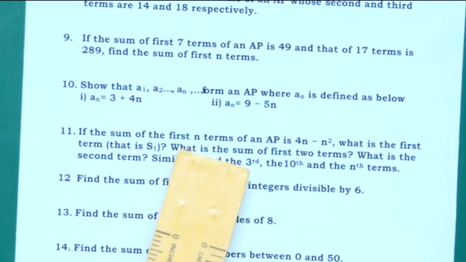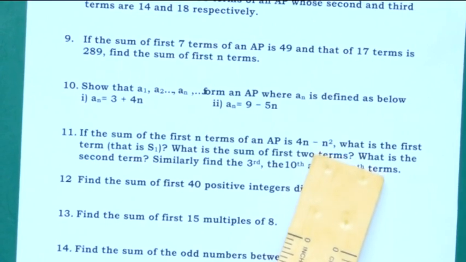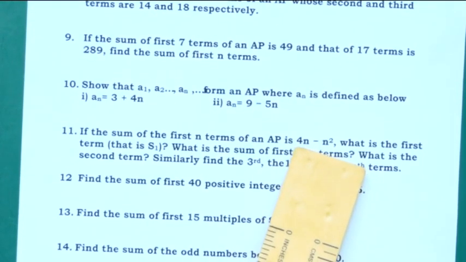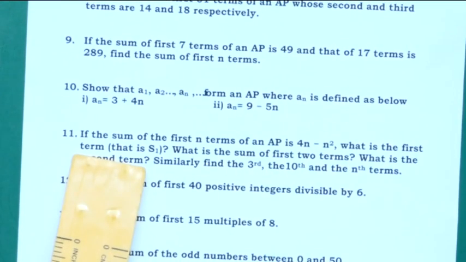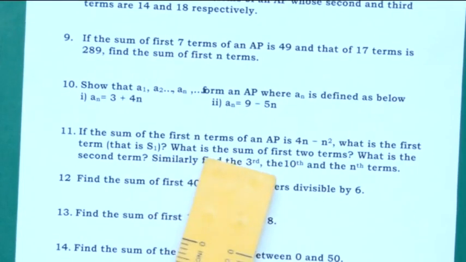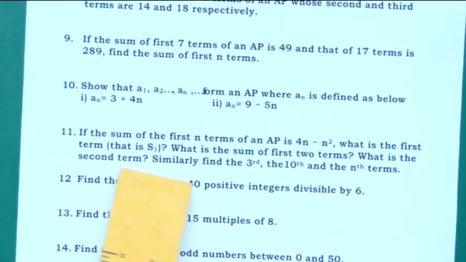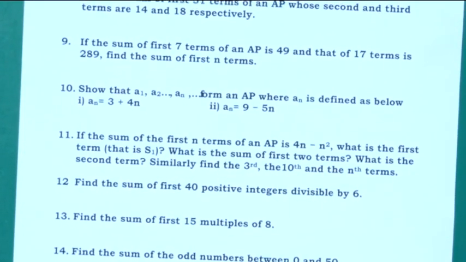If the sum of the first n terms of an AP is 4n minus n square, here not an, it is Sn. Sum to n terms is defined by 4n minus n square. What is the first term? That is S1. What is the sum of first two terms? What is the second term? Similarly, find the third, the 10th and the nth term.